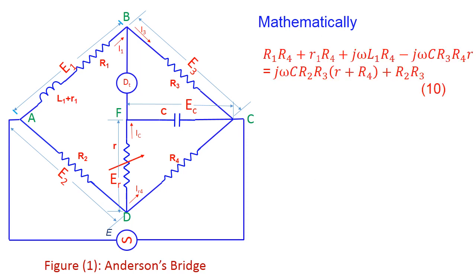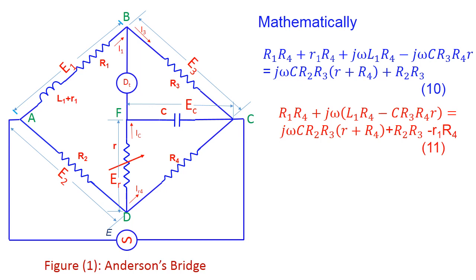After cross multiplying the equation, we get R1 into R4 plus lowercase r1 into R4 plus j omega L1 R4 minus j omega C R3 R4 into lowercase r equal to j omega C R2 R3 multiplied by r plus R4 plus R2 into R3. After rearranging equation 10 such that real and imaginary parts are clearly separated on both the sides, we get R1 R4 plus j omega L1 R4 minus j omega C R3 R4 into r equal to j omega C R2 R3 multiplied by r plus R4 plus R2 R3 minus r1 R4.